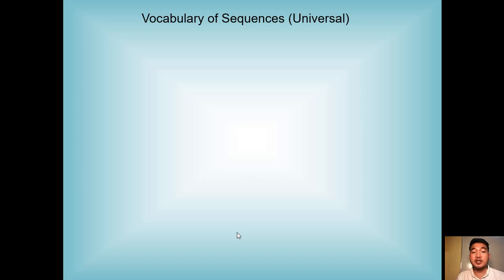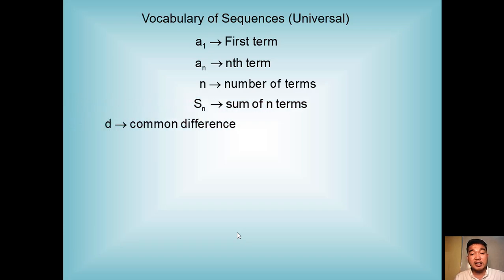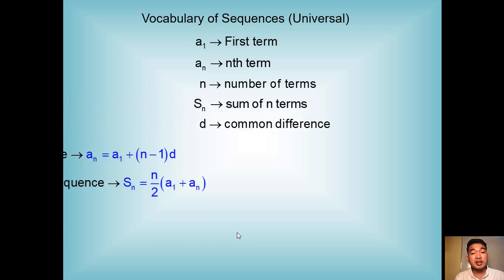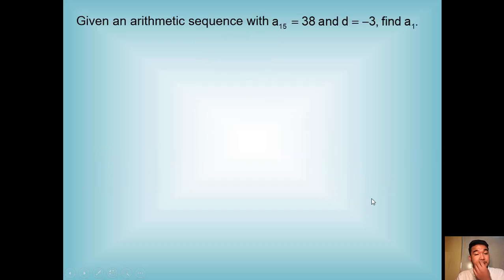So these are the universal vocabulary of sequences. The a sub 1, which is the first term, a sub n is the nth term, n is the number of terms, s sub n is the sum of n terms, d is the common difference. The nth term of an arithmetic sequence, that is the formula. The sum of n terms of an arithmetic sequence, that is the formula, and we also have the alternate one if you want to use the common difference.